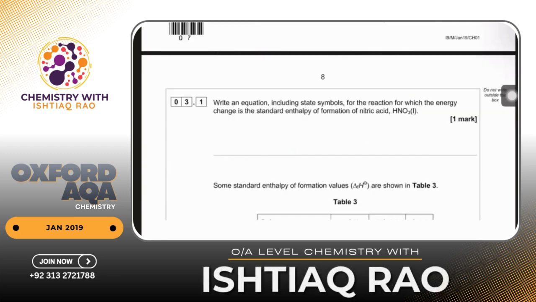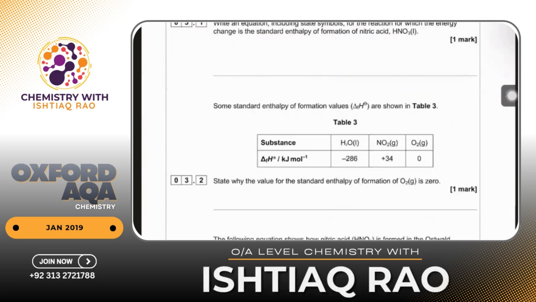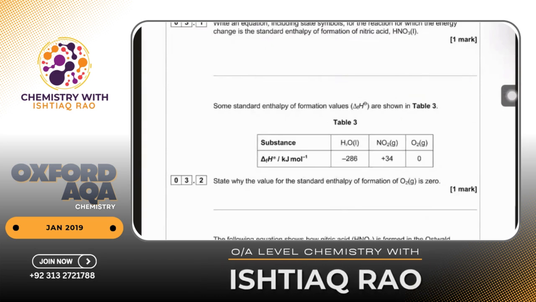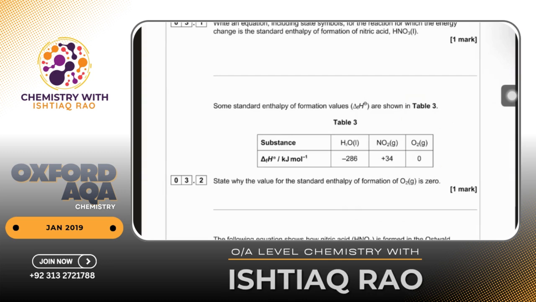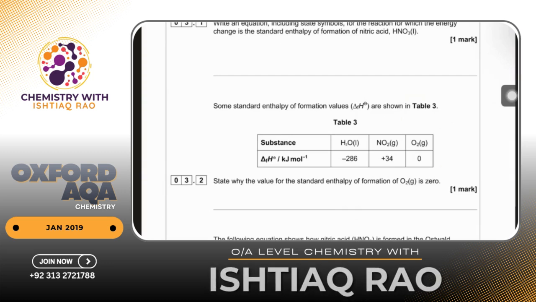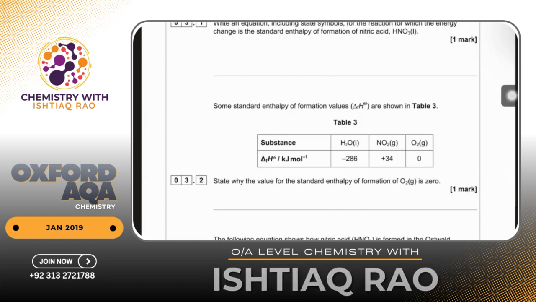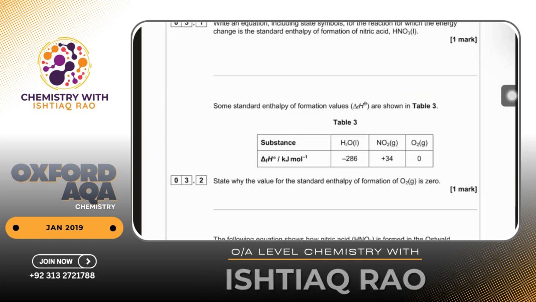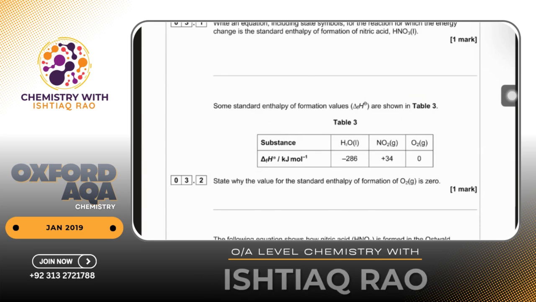Write an equation including state symbols for the reaction for which the energy change is the standard enthalpy change of formation of nitric acid. You have to write down the equation in which you form nitric acid. The standard enthalpy change of formation is when 1 mole of a compound is formed from its elements in their standard states under standard conditions. So I need to form HNO3, and that is going to be liquid.